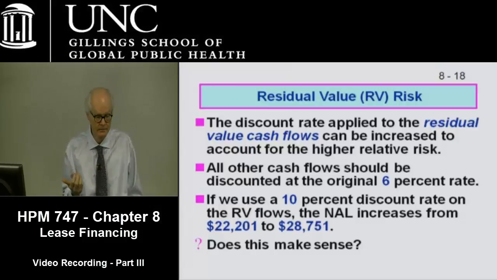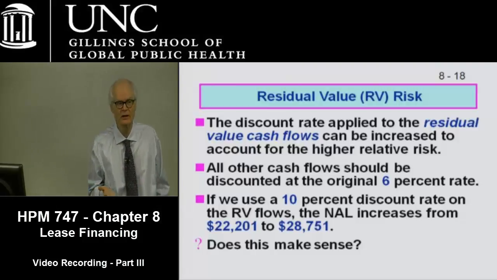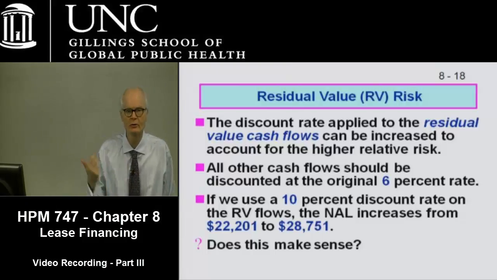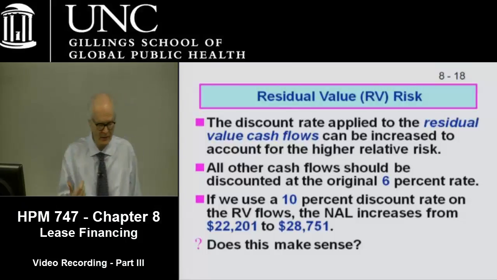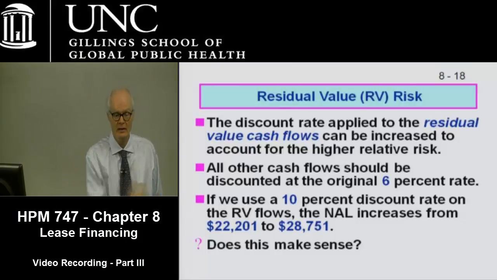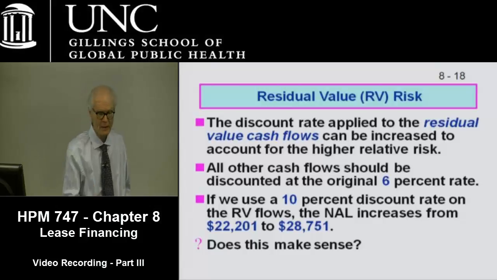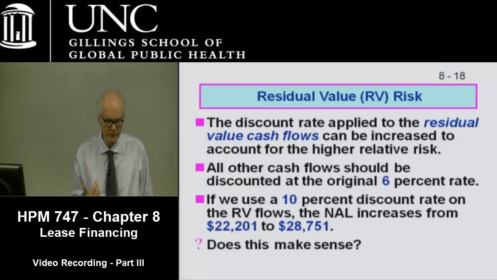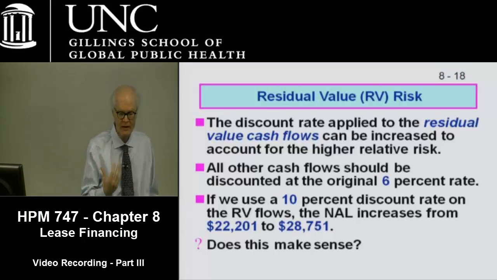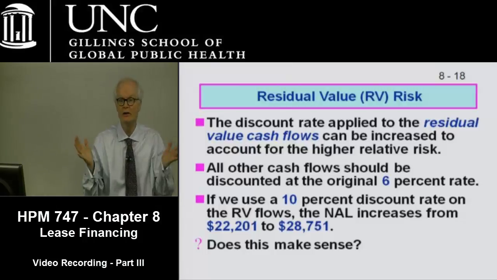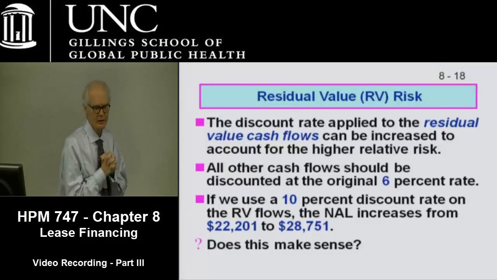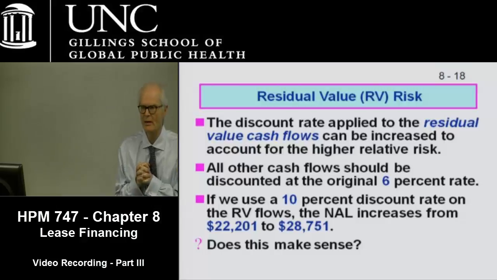So the way you account for that in leasing analysis is to have a different discount rate which you apply to the residual value, to reflect the fact that it's higher relative risk than the other cash flows. So in this example, we've discounted all our operating cash flows, the leasing and the debt cash flows at 6%. Now we're just going to put in a 10% discount rate on the residual value cash flows because it's a lot riskier. And if we do that, the net advantage to leasing increases from $22,000 to $28,000.